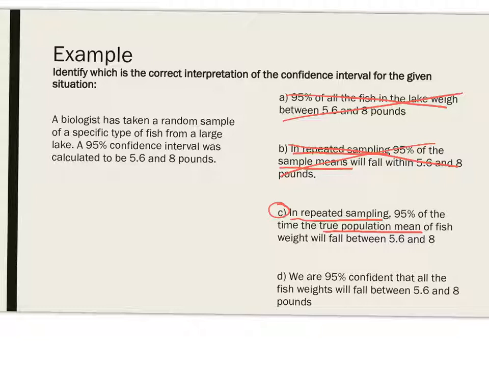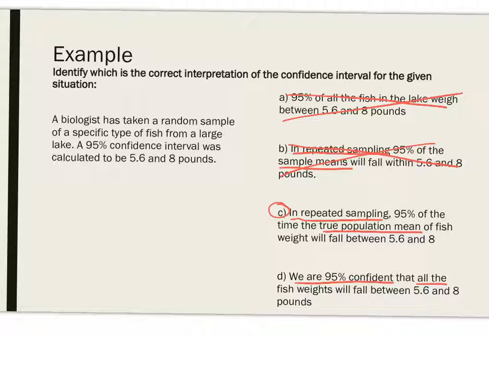Look at D. We're 95% confident, and you can see things like this too, 95% confident, that's wording you want to look for, that all the fish weights will fall between 5.6 and 8 pounds. Well, now I'm really only interested in the population mean, but they're talking about all fish. So this tells me that all the fish have to fall between 5.6 and 8 pounds.